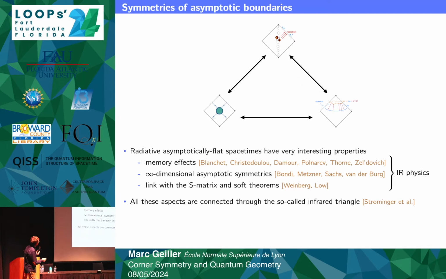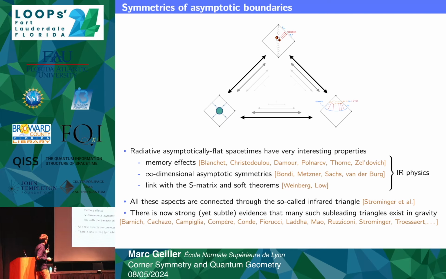So now to go from here to here is the fact that now there is very strong evidence, yet subtle evidence, that there exist many such subleading triangles in gravity. And the reason for this is that, as I wrote this formula for the soft graviton theorem, there is an infinite expansion in this formula. So there is a leading soft graviton theorem, a subleading, a sub-subleading one. So there is an infinite amount of soft theorems here.